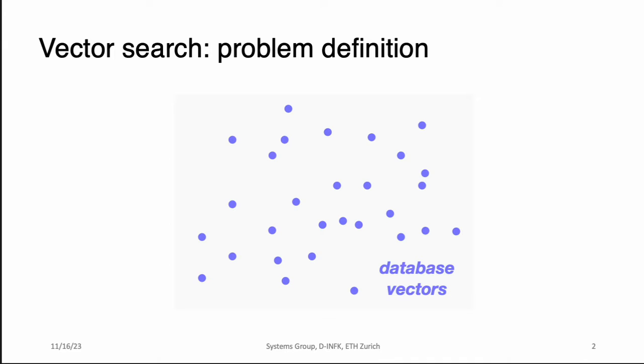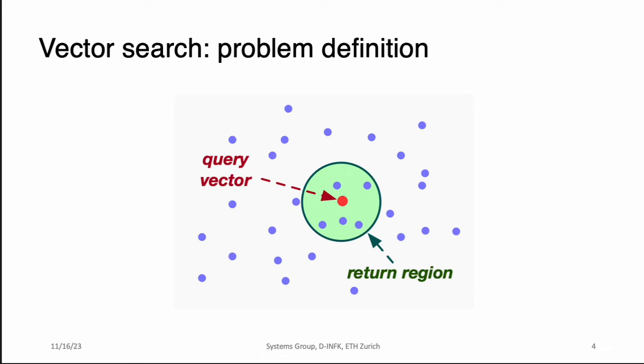So first, what is vector search? A vector search is essentially a retrieval process. You have some database vectors, then given a query vector, we want to find out the k most similar vectors in the database, or in other words, k nearest neighbors. So what exactly are those vectors in the database, and what are the query vectors representing? That depends on the use case of vector search.